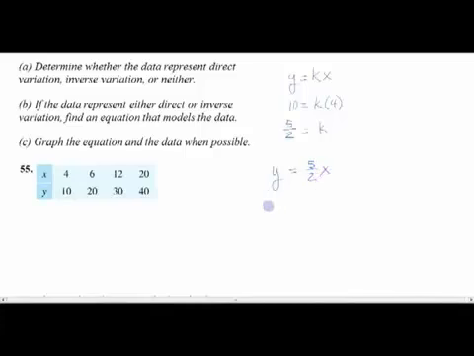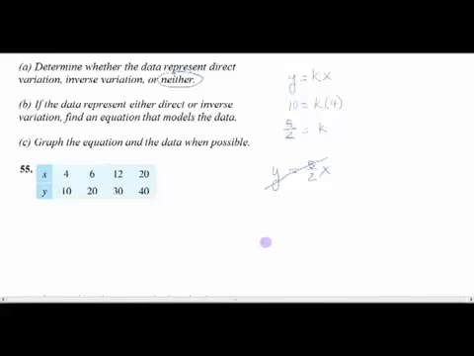So let's go ahead and test this model with each of the data points in the table. I put a 4 in. 4 times 5 halves is going to be 10. I put a 6 in. I get 15. So it already breaks down at the second point. So that means this is not the model, and it's definitely not a direct model. It's definitely not an inverse model. So we'll have to say that this is neither.